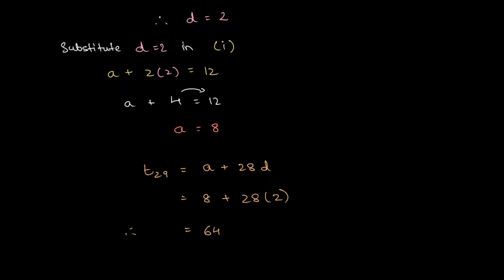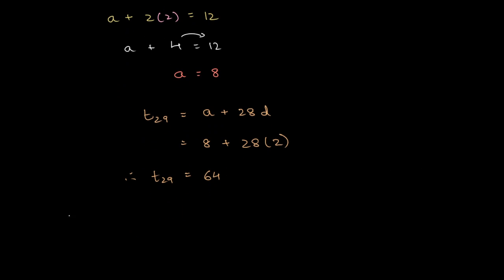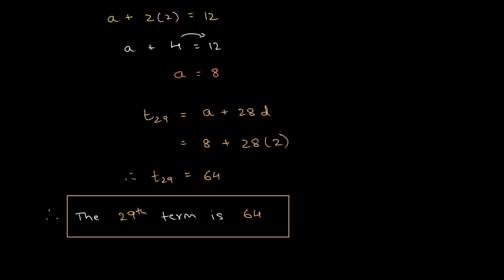So T29, or the 29th term, is 64. This is my final answer. So I can say therefore the 29th term, now let's use a brown color, is 64. Right, this is my final answer. No, the brown rectangle.